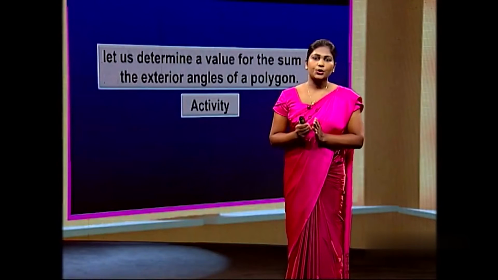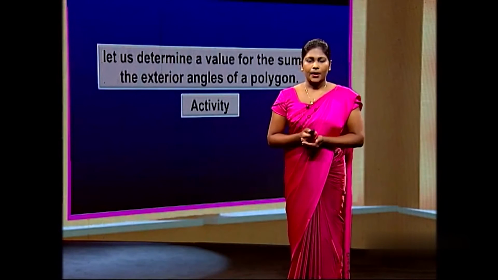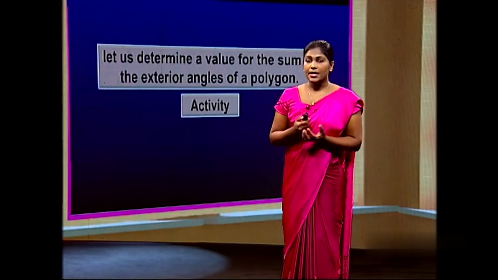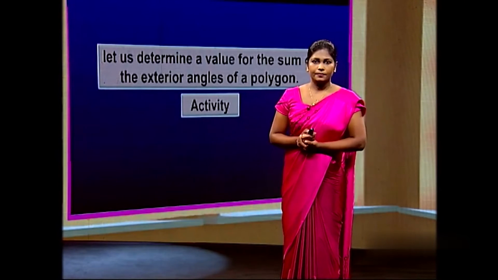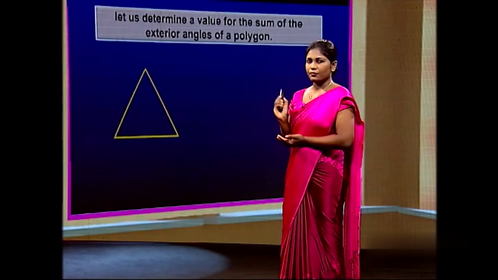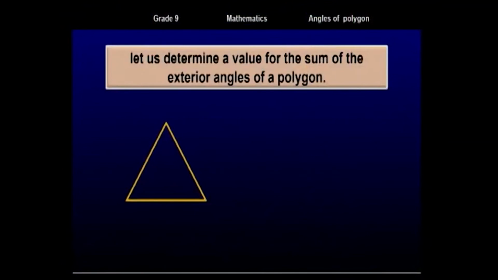Now we are going to do an activity. I hope you are ready. Take a piece of paper and scissors also. Okay children, first you have to draw a triangle. Draw any triangle as you wish. Then produce those lines and draw the exterior angles. Now you can color these angles using color pencils.